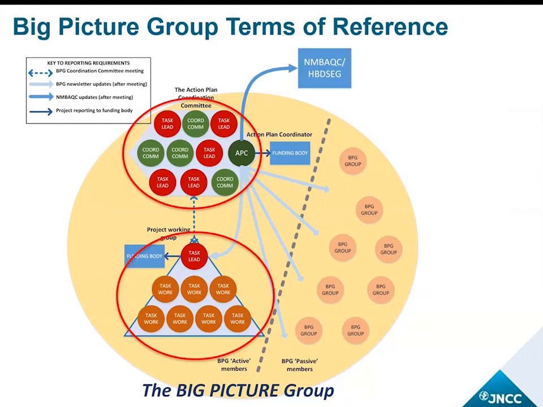Also, this coordinator role, they have to report to the NMBAQC, as I said, in the governance structure, and the HEBSEG group as well. I didn't want to touch on that for too long. It's something that we agreed as a way of working in the terms of reference.